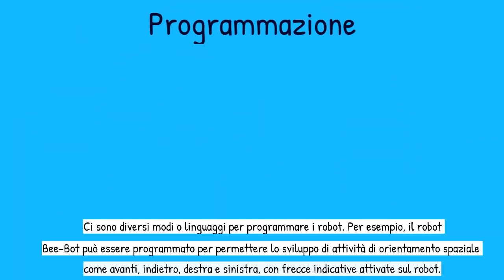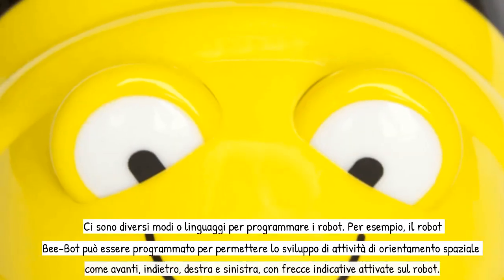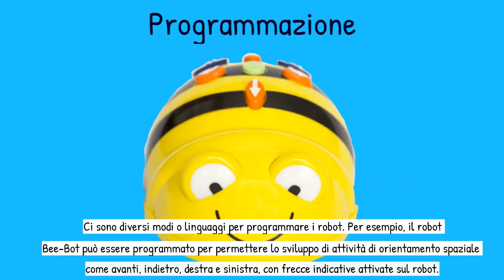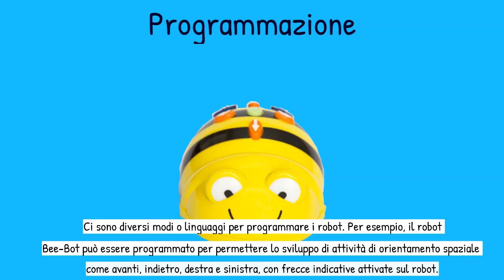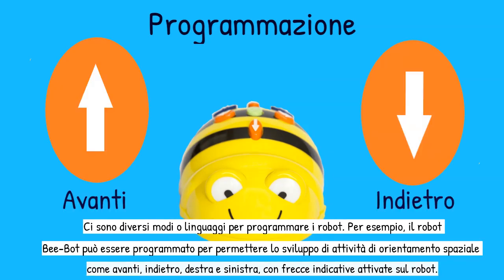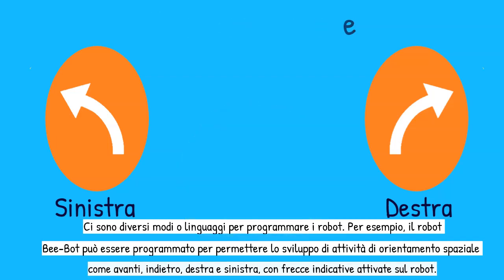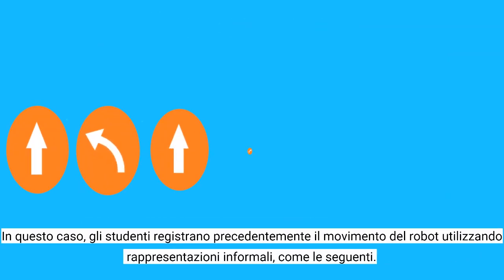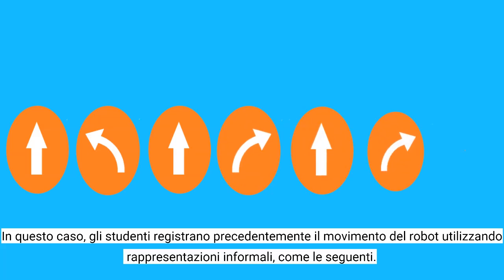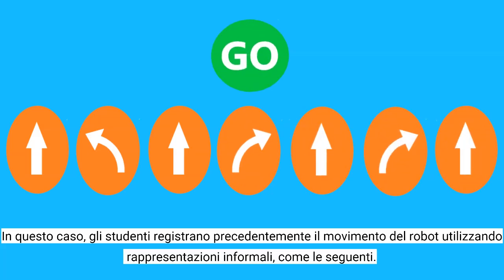There are different ways or languages to program robots. For example, the Bbot robot can be programmed to allow the development of spatial orientation activities such as forward, backward, right, and left, with indicative arrows activated on the robot. In this case, the students previously record the movement of the robot by using informal representations such as the following.